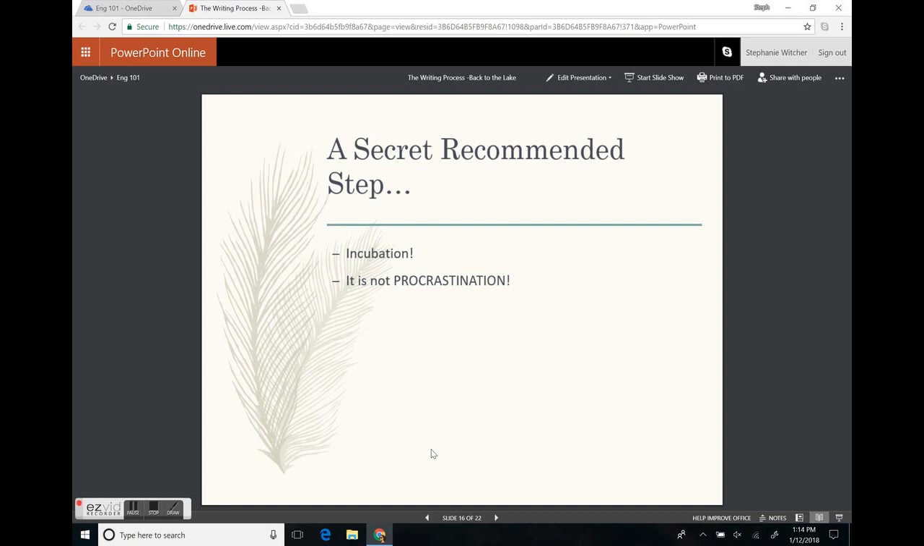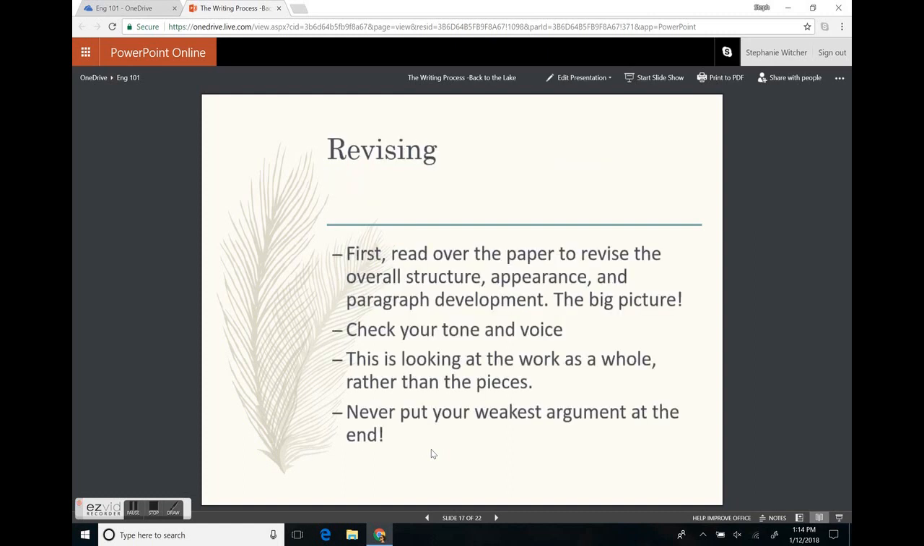If you've ever written a paper and then edited the paper very shortly soon after and turned it in, and you got the paper back and you realized you missed all these silly little things that you never even saw, that's because you didn't incubate, because you didn't walk away from it. And so you missed all of those things that you thought were in the paper that weren't actually in the paper, or vice versa.